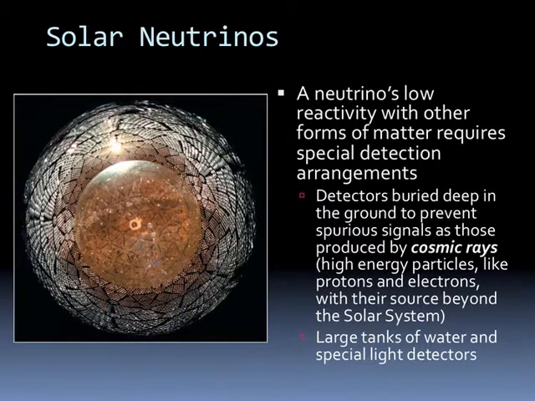Now, the neutrino's low reactivity with other forms of matter really requires special detection arrangements. We have detectors buried deep in the ground that prevent any spurious signals produced by things like cosmic rays, which are just very high energy light. Also, any high energy particles like protons or electrons or any other things except for the neutrinos coming from the sun. Essentially, we take very old mines deep in the earth and fill them with water and have very special light detectors that can detect even a single photon of light, as a neutrino might interact with an atom and give off some energy which would come out in the form of light.